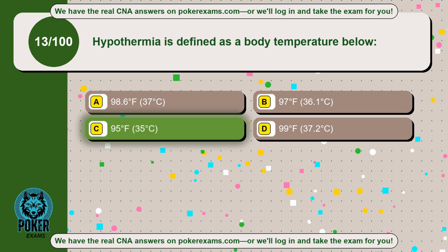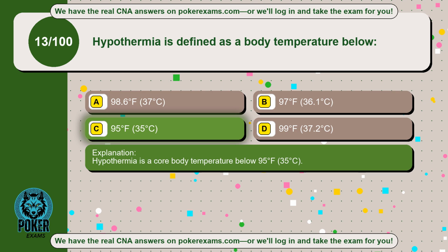The correct answer is option C, 95 degrees Fahrenheit, 35 degrees Celsius. Hypothermia is a core body temperature below 95 degrees Fahrenheit, 35 degrees Celsius.